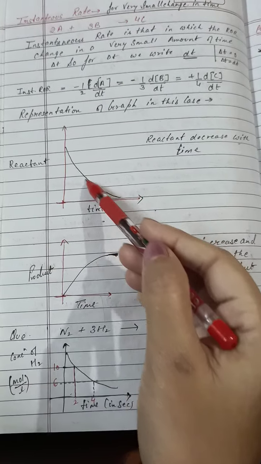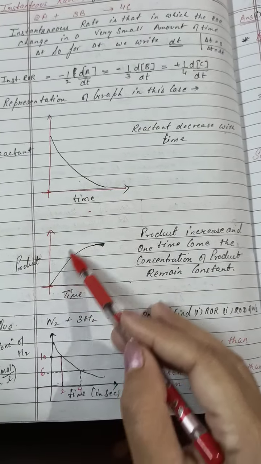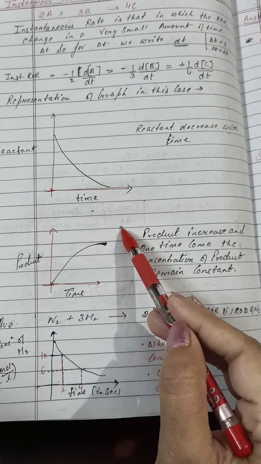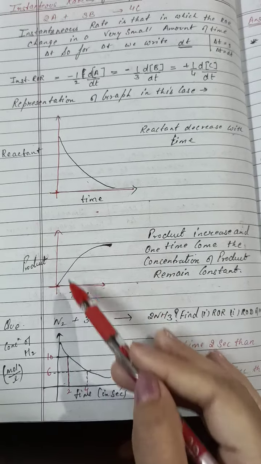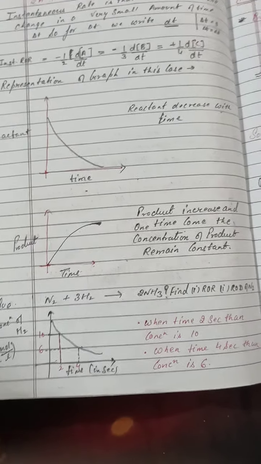Reactant decreases with time. Here the product increases with time, it will go upward. So as time increases, the product is increasing, and at one point in time it remains constant.